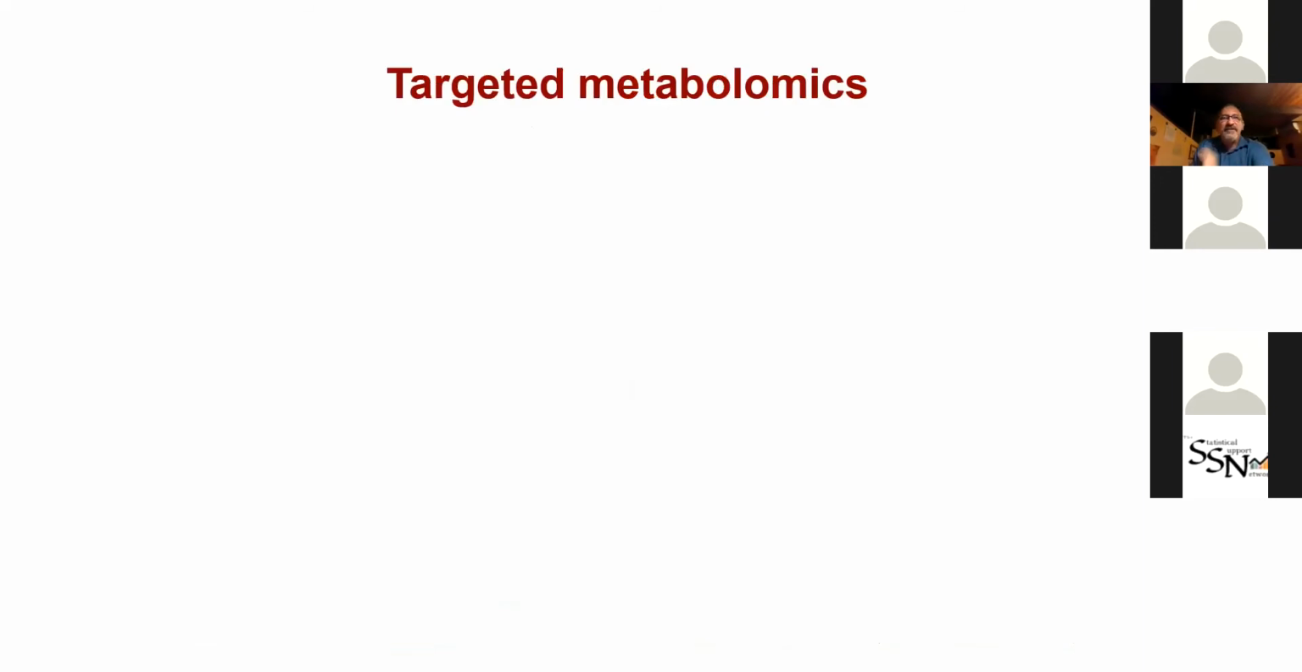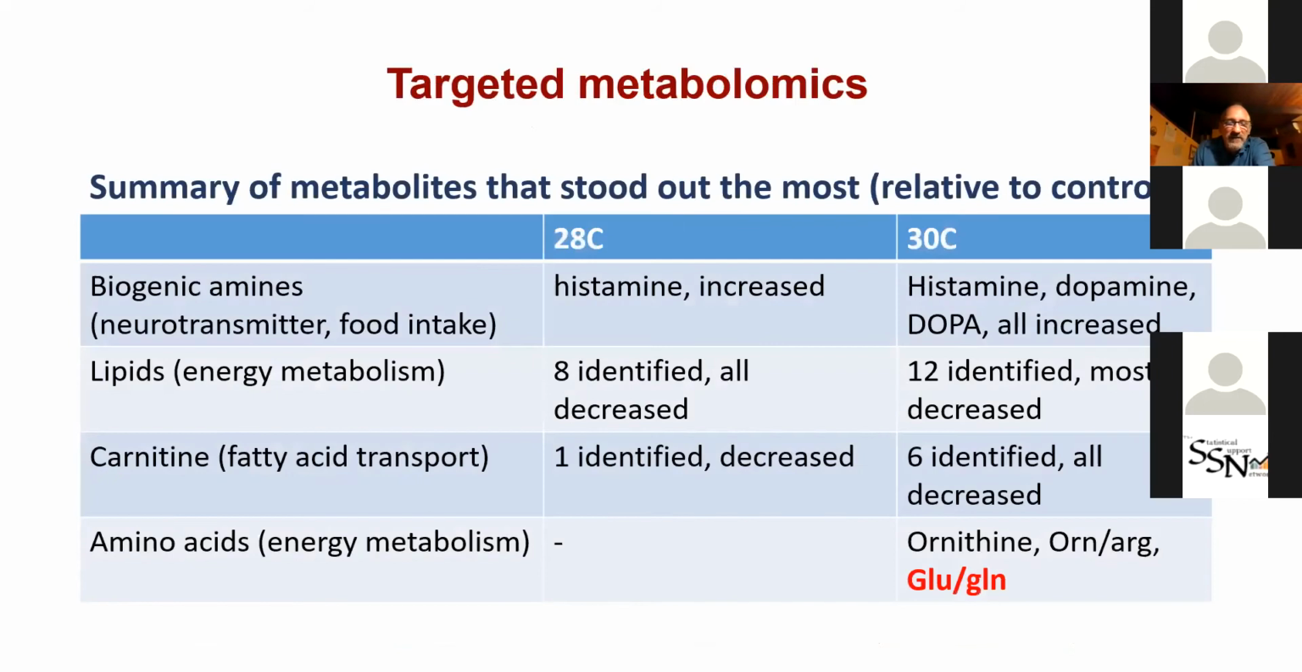We also did this targeted metabolomic approach here, and I'm just going to summarize this real quickly. What we found in the 28 group, this is like the edge of being able to make it to adulthood, is we see this big increase in biogenic amines. Histamine goes up, as does dopamine and dopa. All these, and at 30 degrees, these things are all increasing.